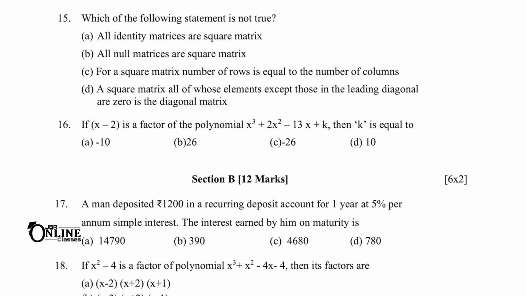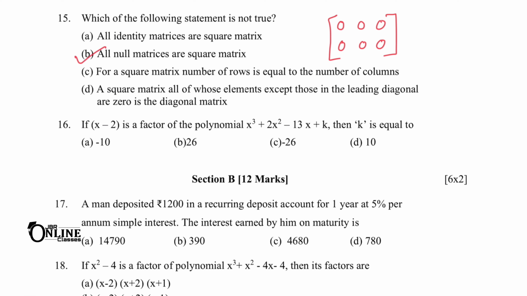Now sum number 15. Which of the following statements is not true? First one, all identity matrices are square matrices. Yes, it's true. All null matrices are square matrices. No, it's false. Because suppose you have this one. This one is a null matrix, but it's not a square matrix. So your answer will be this one.